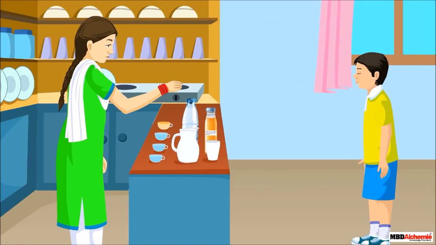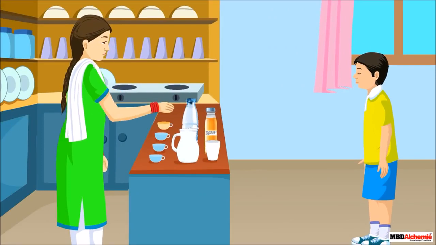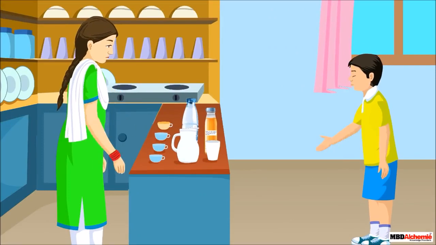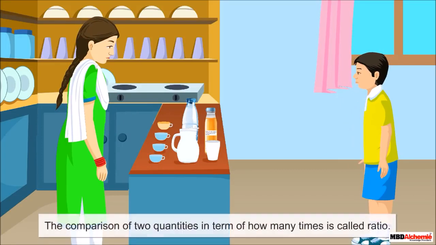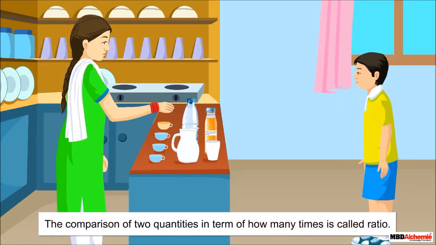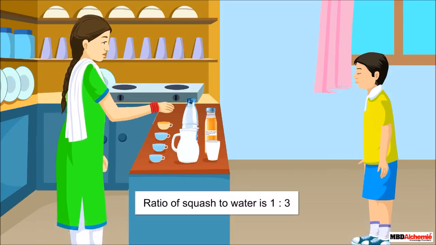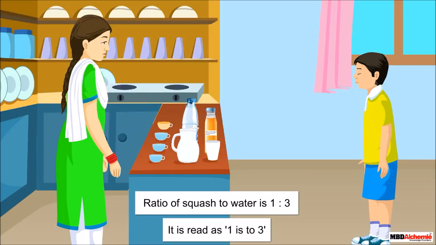Correct. You know, here you are comparing using ratios. What is a ratio? The comparison of 2 quantities in terms of how many times is called ratio. Here, the ratio of squash to water is 1:3, and it is read as 1 is to 3.